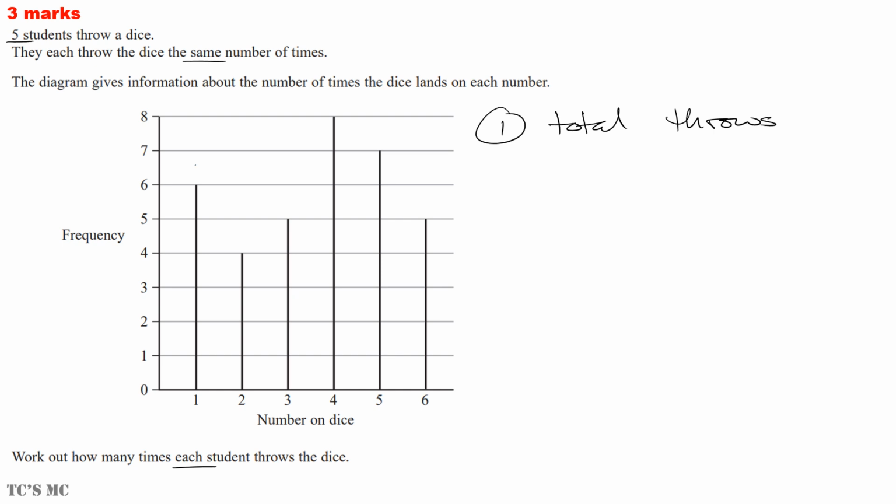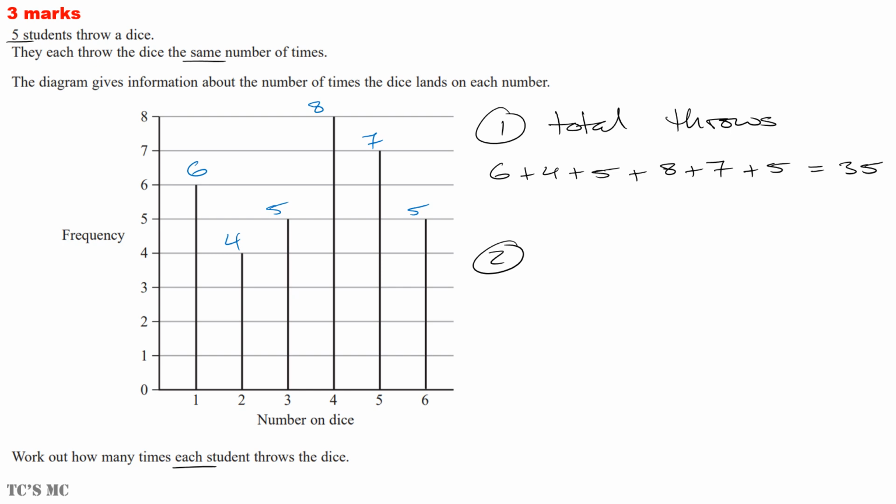We have 6 ones, 4 twos, 5 threes, 8 fours, 7 fives, and 5 sixes. So to work out the total, we need to do 6, add 4, add 5, add 8, add 7, add 5. We get 35, and that is our first mark.